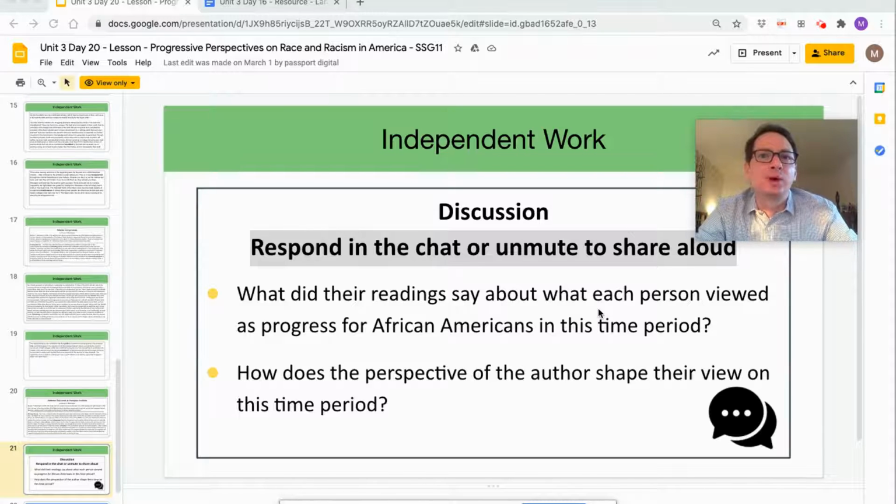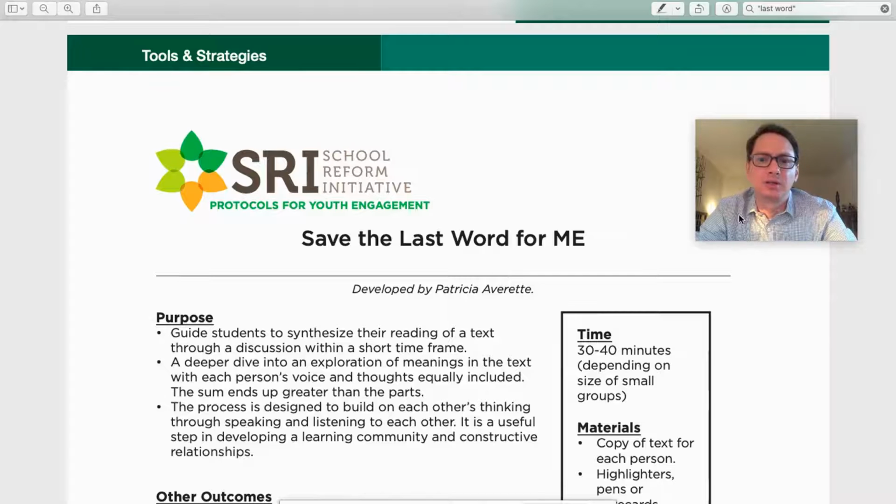After each one, they can participate in a structured discussion, such as a Save the Last Word for Me activity, which requires each student to select a passage from that text that really resonated with them. This activity has been used before in the Passport to Social Studies curriculum, and I think the students might have seen it last in Unit 2. I'm going to pull it up right here.